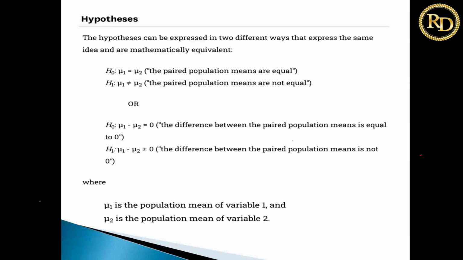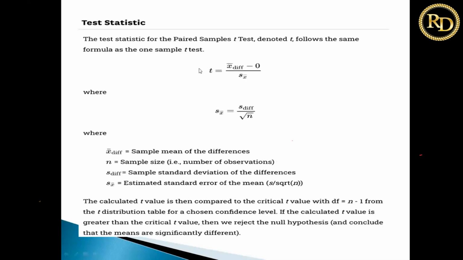Now these are the hypotheses. The population means for both the observations are the same under the null hypothesis, and not the same under the alternative hypothesis. Now this is the test statistic, where we consider the score difference between the two populations to be 0, and here is the sample mean of the differences. Here we are not taking two samples; actually we are taking the observation twice, before and after.